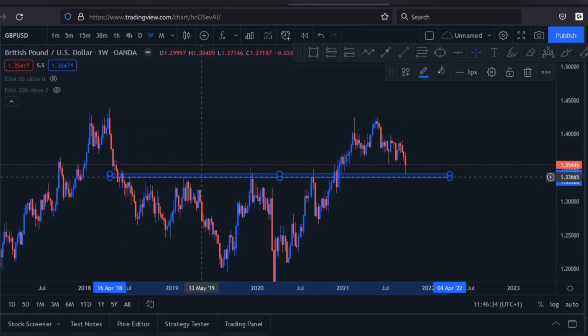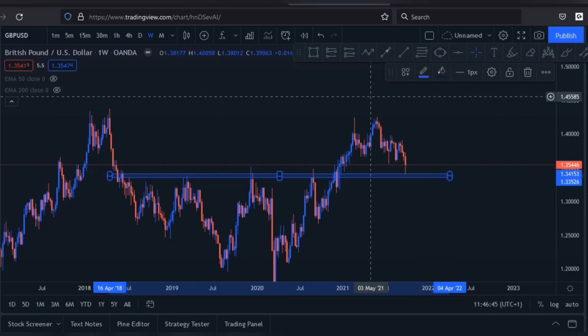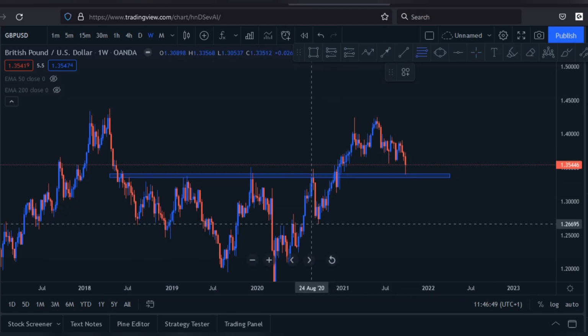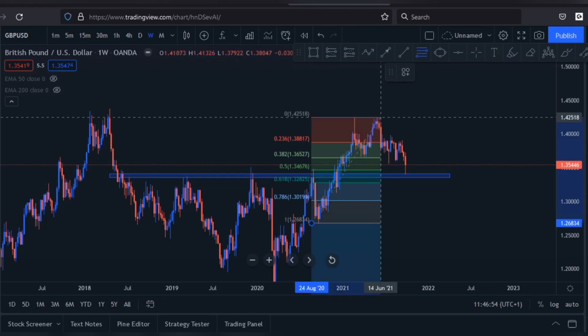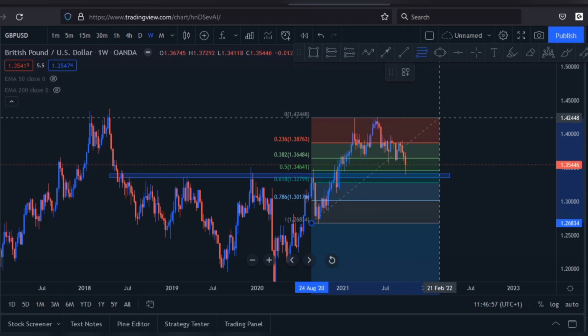You can see price has tested it several times here when it was resistance, quickly broke out of it and hasn't tested it again until this level here. So price just tested it here. And also, if you draw your Fibonacci retracement from this swing low here, you can see that this level is around the 50% and 61.8% Fibonacci level, which is also a very key area.